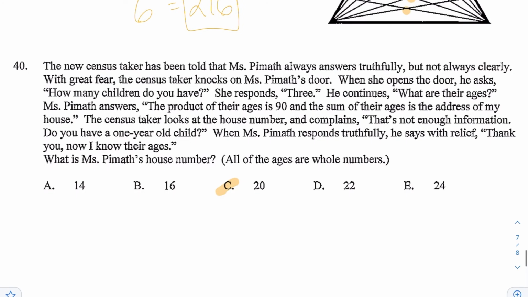Next, for number 40, the new census taker has been told that Miss Math always answers truthfully, but not always clearly. With great fear, the census taker knocks on Miss Math's door. When she opens his door, she asks, "How many children do you have?" She responds, 3. He continues, "What are their ages?" And she answers, "The product of the age is 90, and the sum is the address of my house." The census looks at the house number and complains, "That's not enough information. Do you have a 1-year-old child?" Miss Math responds truthfully. He says with release, "Thank you. Now I know their ages." What is Miss Math's house number? All of the ages are whole numbers.